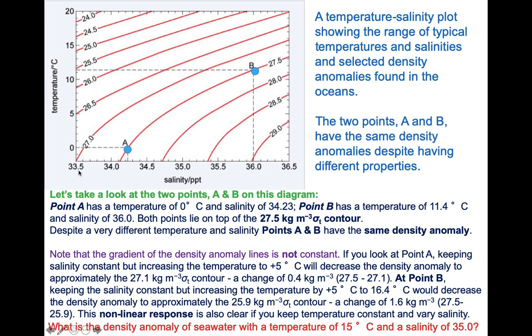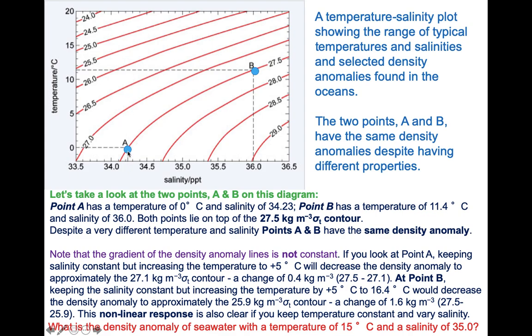But the gradient of density anomaly, or density change, is not constant. So that's why these red curves are inclined or dipping at different angles as you go from left to right. They're not straight lines, but rather they're curving. And that means that the density anomaly has a different change in gradient.